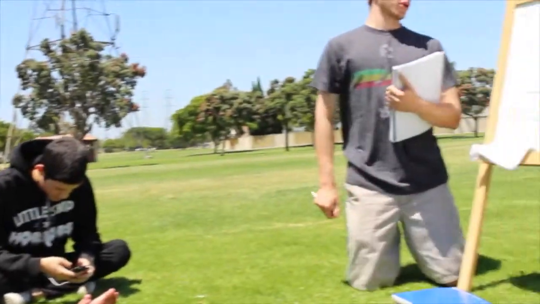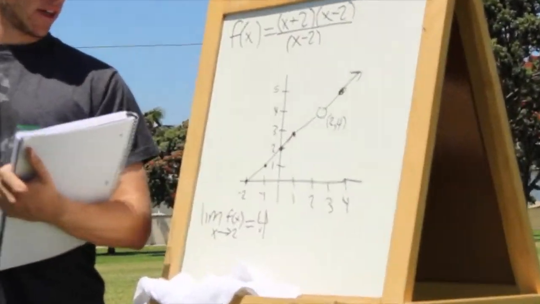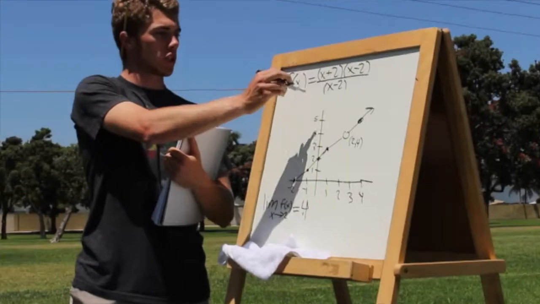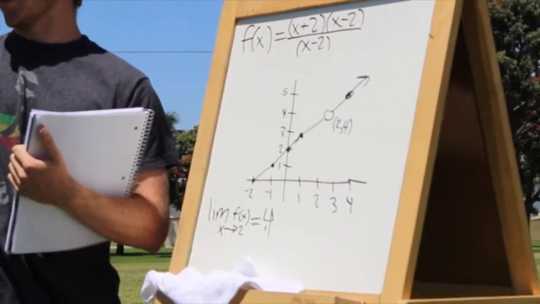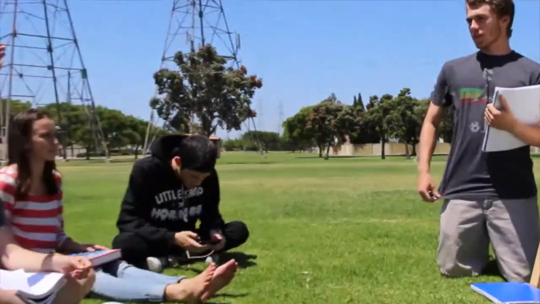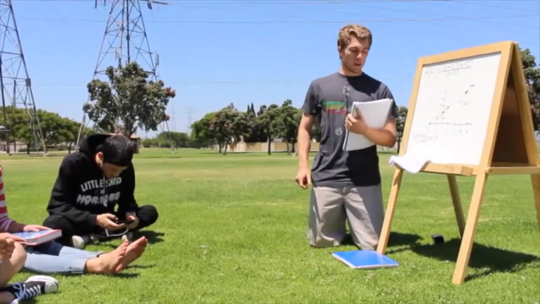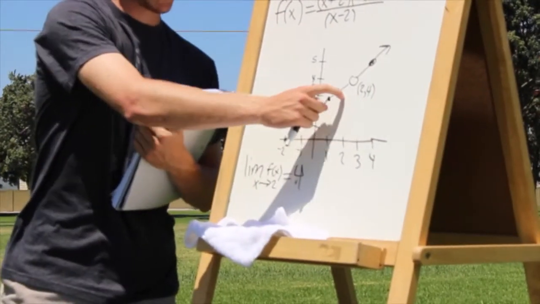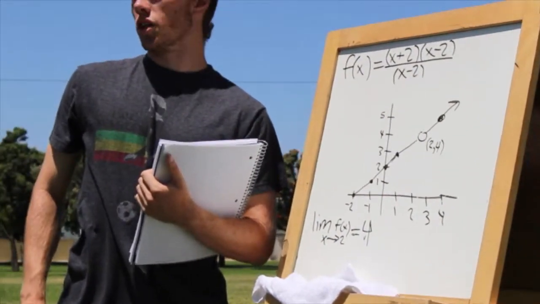So I have the graph on the board, and you can see there's a hole at the point 2, 4. Teacher, yes, Stephanie? Why is there a hole there? That is because when we plug in 2 for the equation, we're going to have a 0 in the denominator, so it'll be undefined at that point. Teacher, yes, Joanna? Why does it say it equals 4? Because when the function approaches the point 2, the graph from both sides will be approaching 4. It cannot approach if the limit does not exist.